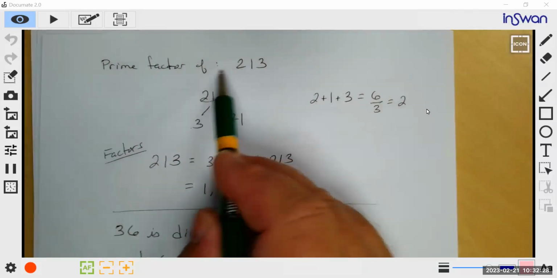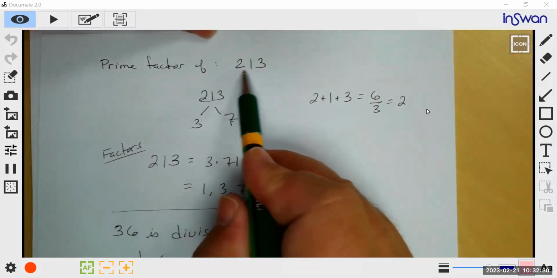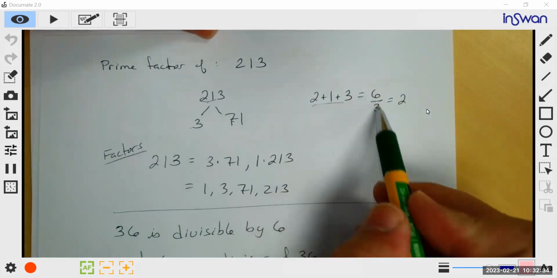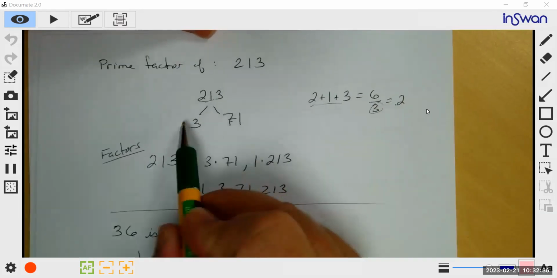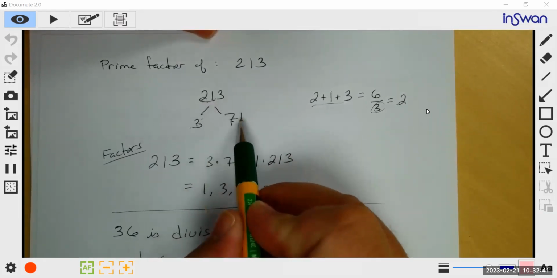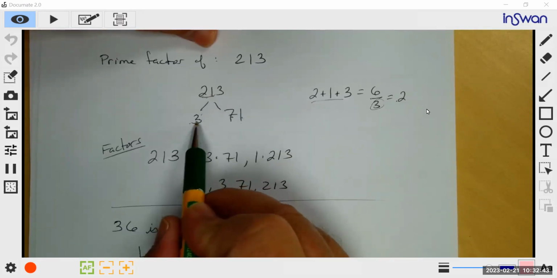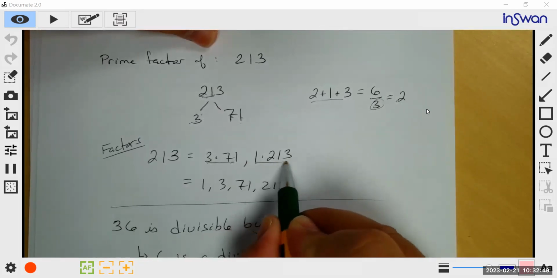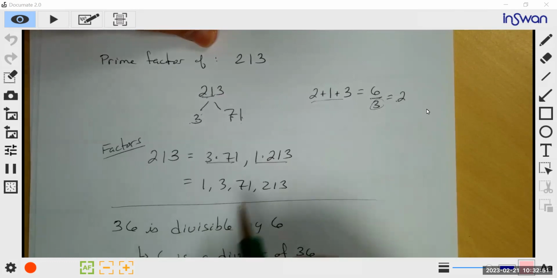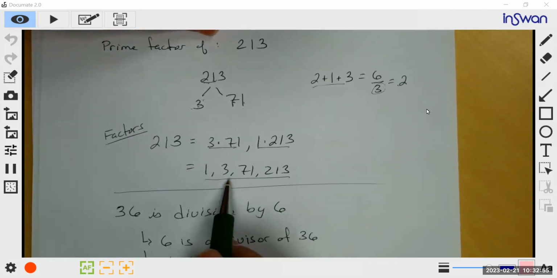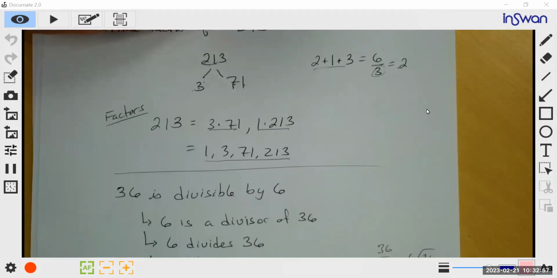All right, so the prime factors of 213. Since we add up all the digits, it equals 6, and that's divisible by 3. So we know 3 goes in there. 3 goes into 21 7 times, 3 goes into 3 once. So 3 times 71 is a product that equals 213, and so is 1 times 213. So the factors of 213 are 1, 3, 71, 213.